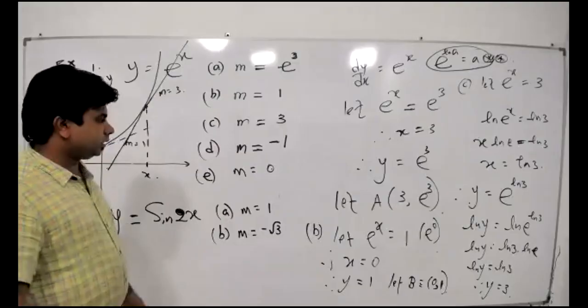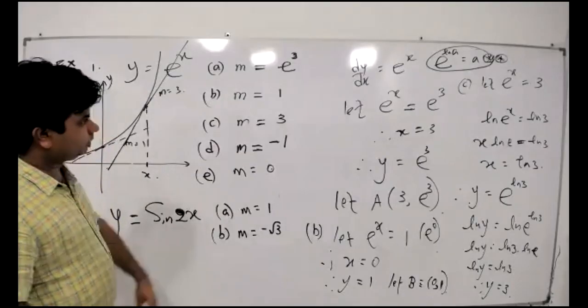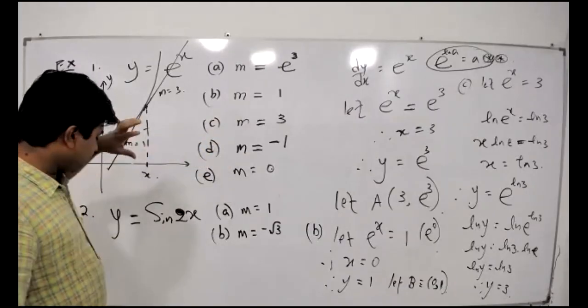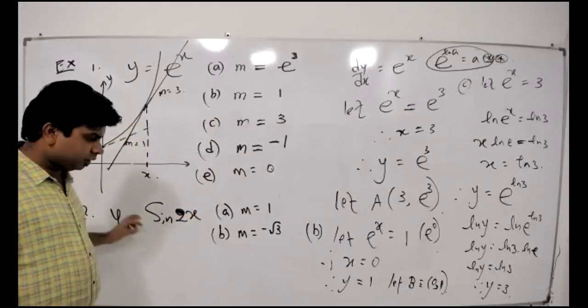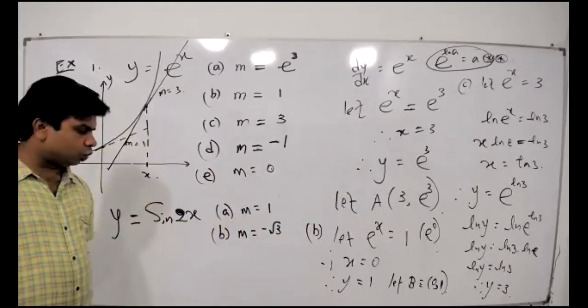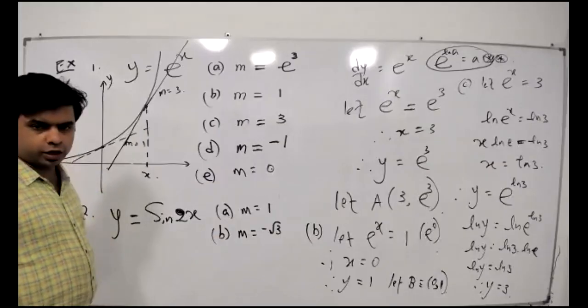Okay. Similarly, please answer for these also. For this, gradient -1, for this, gradient 0. And similarly, I think this will be okay. For sin 2x, the gradient is 1 and -√3.